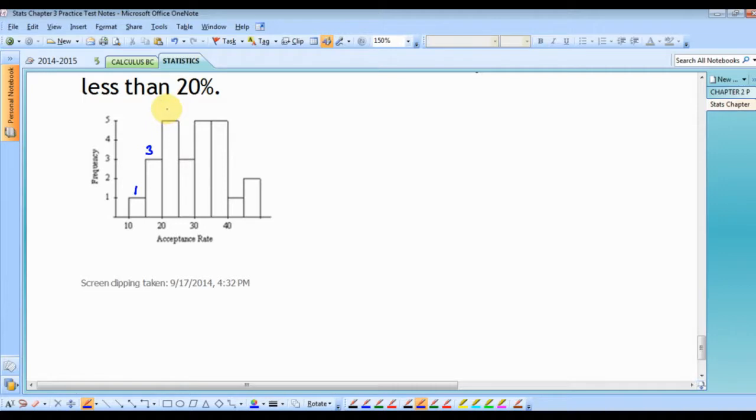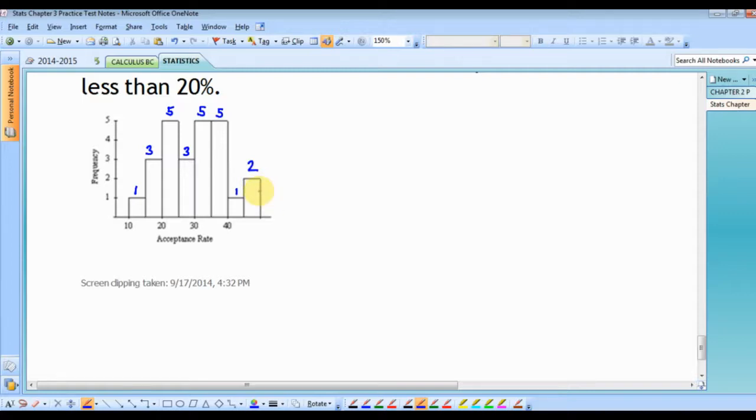Wait, yeah, I'm so confused. Okay, this is 25 and that's 30. How many schools have an acceptance rate between 25 and 30? How many have an acceptance rate between 30 and 35? How many schools have an acceptance rate between 35 and 40? How many schools have an acceptance rate between 40 and 45? How many schools have an acceptance rate between 45 and 50? 2. So we add those. Okay. That should add up to 25.